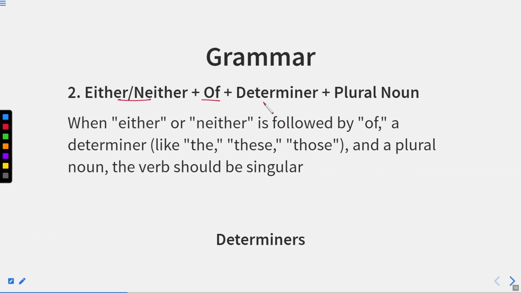Either, neither plus of plus determiner plus plural noun. Now here if we have the word either or neither, let me explain this structure first. After that we'll go further.